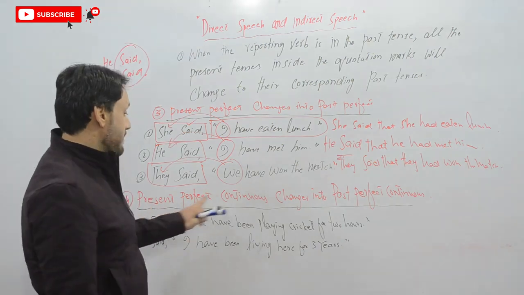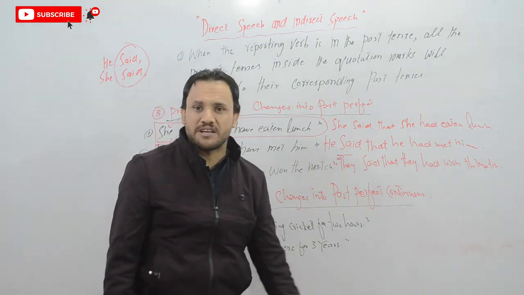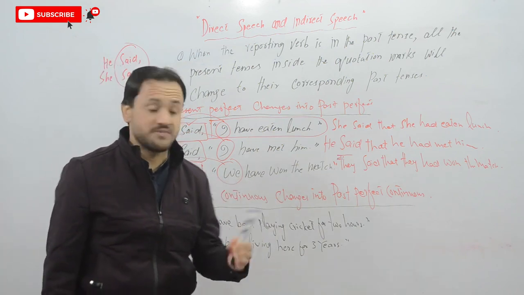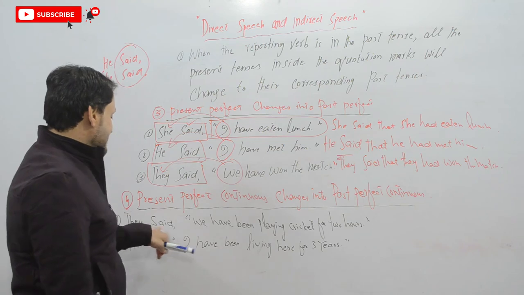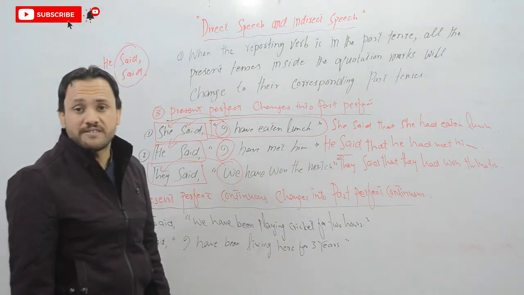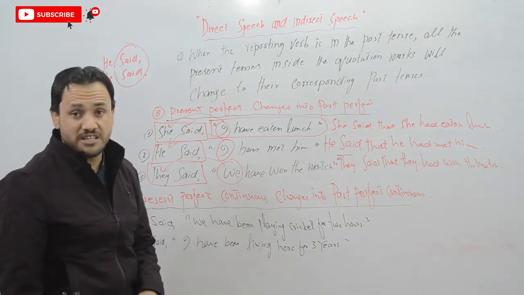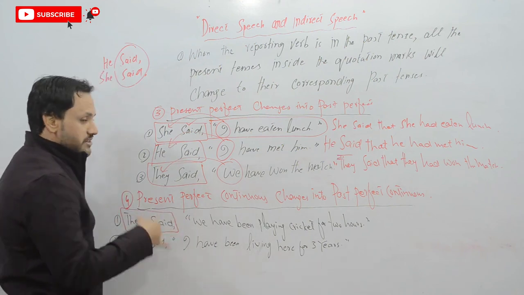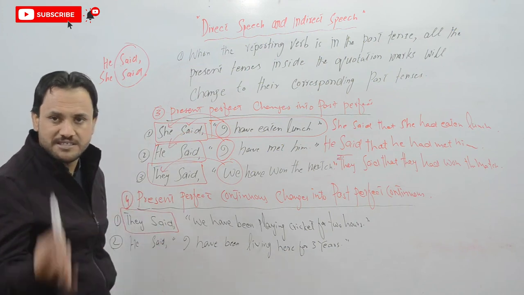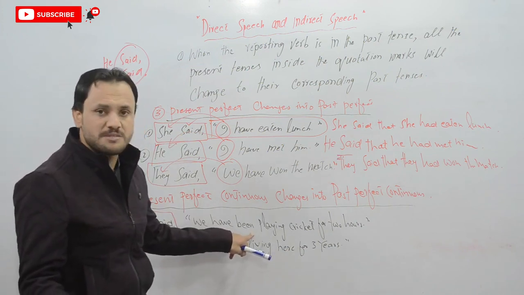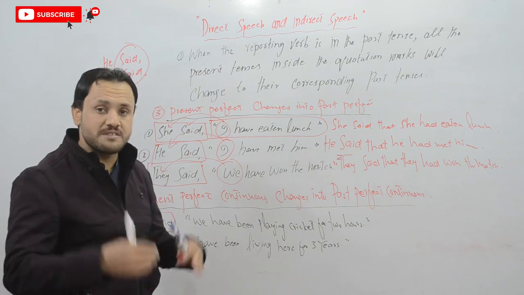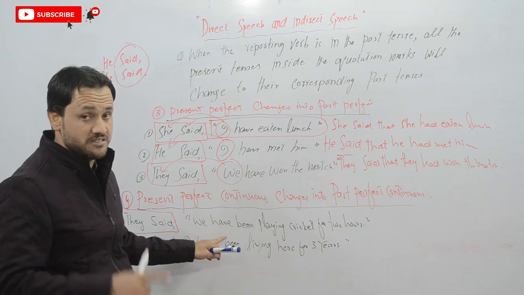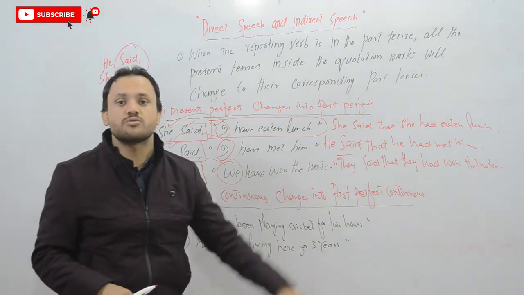Now, present perfect continuous changes into past perfect continuous. For example, they said we have been playing cricket for 2 hours. Look at this speech. This is the reporting speech and it is in the past simple tense. And this is the reported speech, it is in present perfect tense. So present perfect changes into past perfect, and present perfect continuous changes into past perfect continuous.